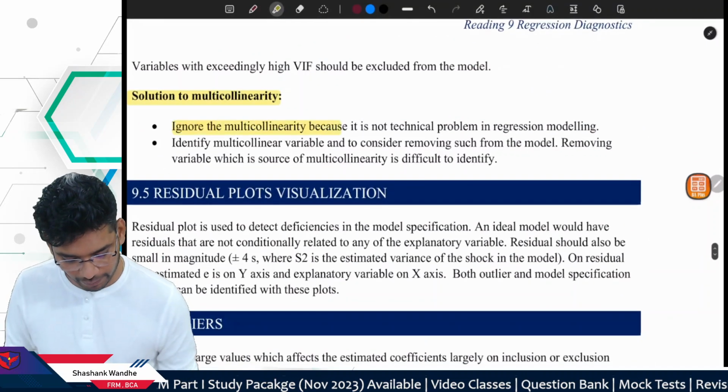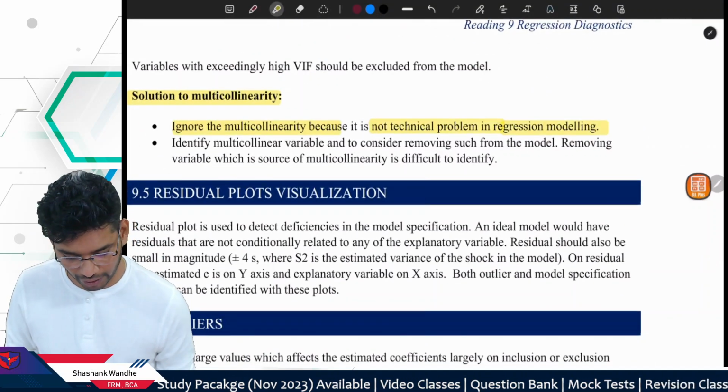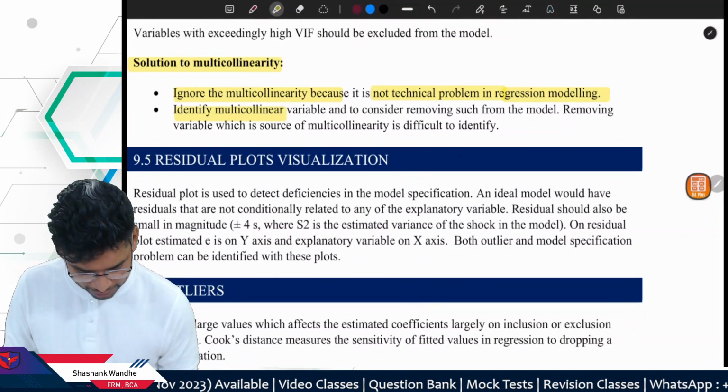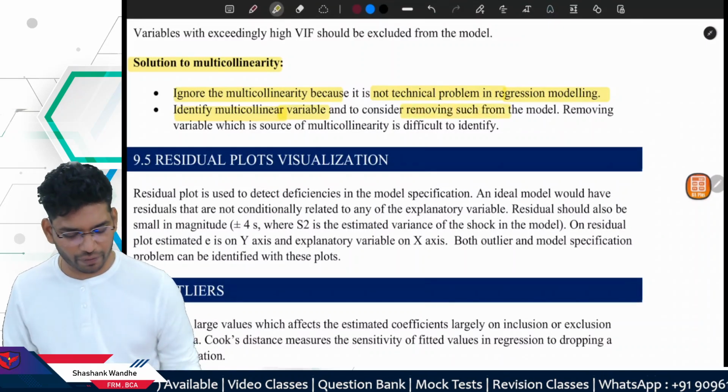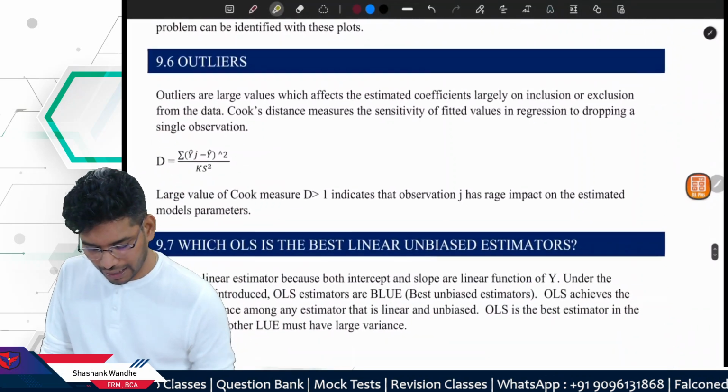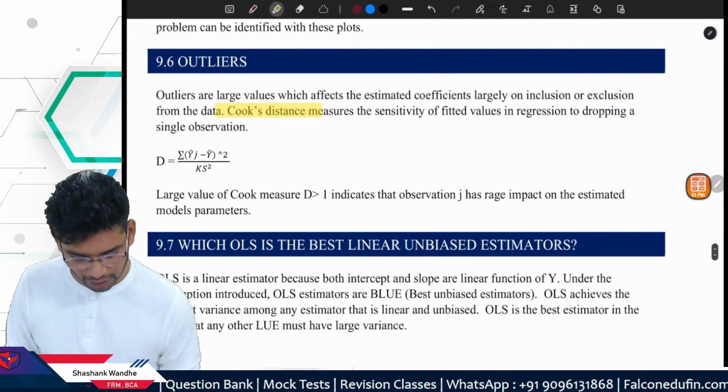Okay, solutions to multicollinearity. First, ignore the multicollinearity, because this is not a technical problem in regression modeling. The second solution: identify the multicollinear variable and consider removing such a variable. Very simple. Then residual plot visualization. Just understand it. Outlier identification is done with Cook's measure.